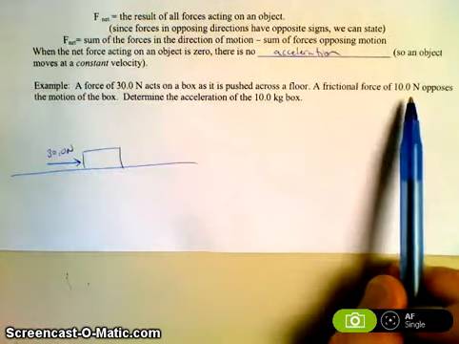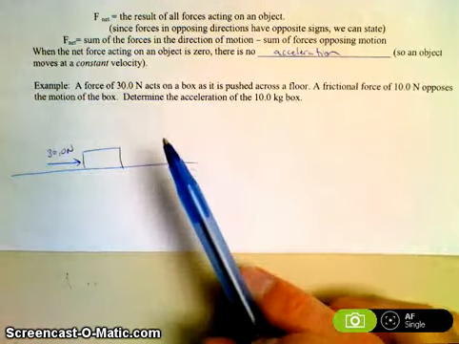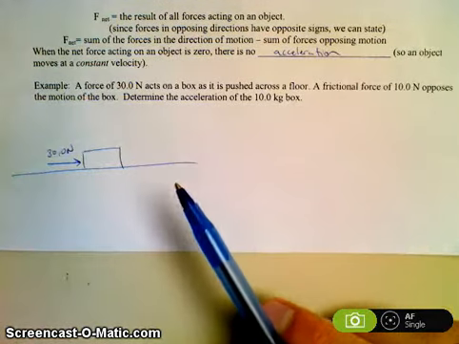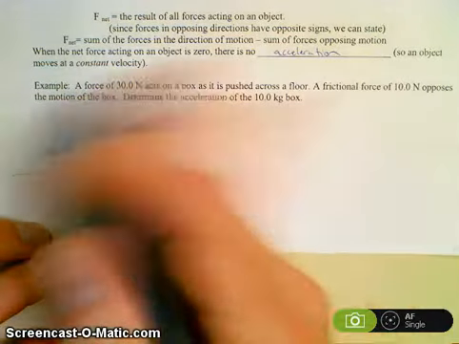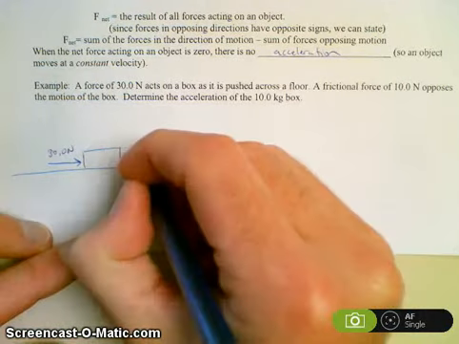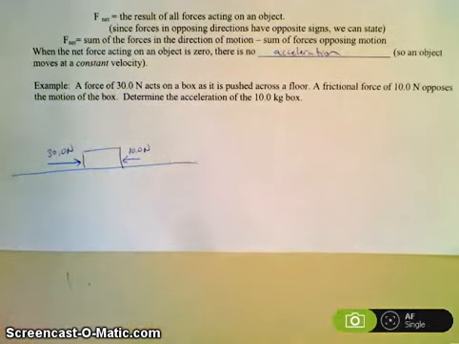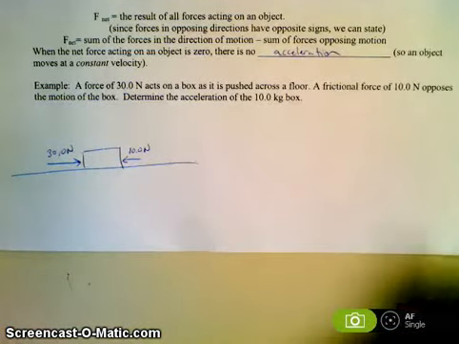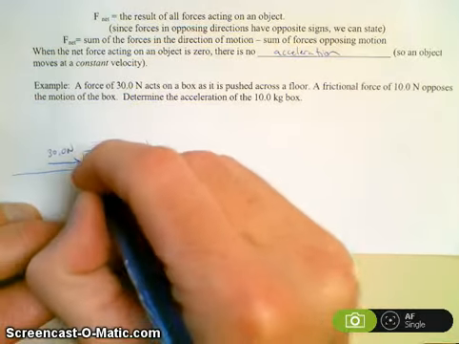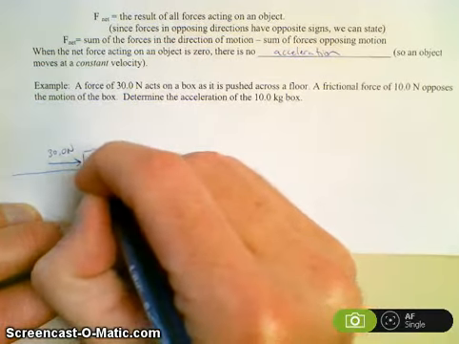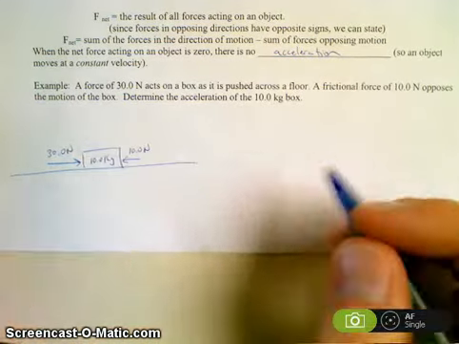Now if I have friction that's 10 newtons that opposes the motion, which direction would that be going if it's opposing motion? Well, it should be going in the opposite direction. So I'm going to put another force vector here, and it's going to be 10.0 newtons. That would be my force of friction. It says determine the acceleration of the 10 kilogram box. So we know that this is 10.0 kilograms is its mass, and we want the acceleration.